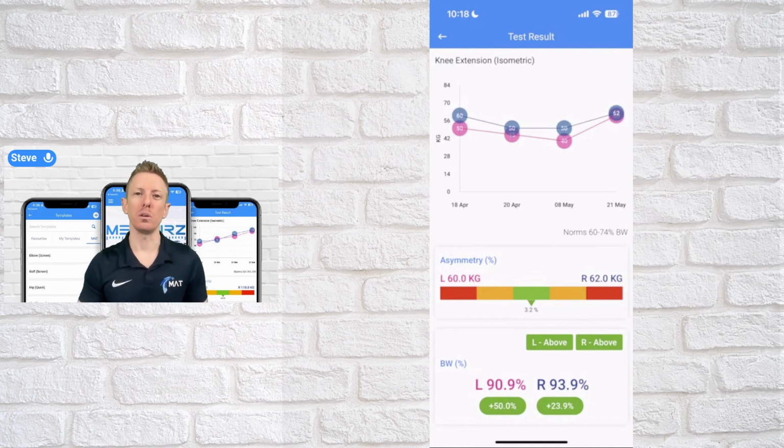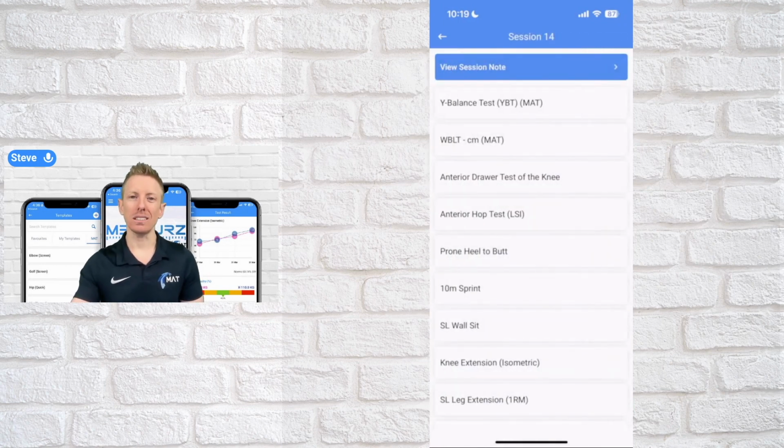We can see our normal knee extension should be 60 to 74% of body weight in the populations that we've used for that reference data. In this case, we're seeing 90 and 93% of body weight, so both of those are showing as above average. And we can see since the last session that we tested, the left side's gone up 50% and the right side's gone up 24%. So it's really clear for your clients to see exactly what's happened since last session and the effectiveness of what you're doing, and it helps keep them engaged in the process to reach their long-term goals.